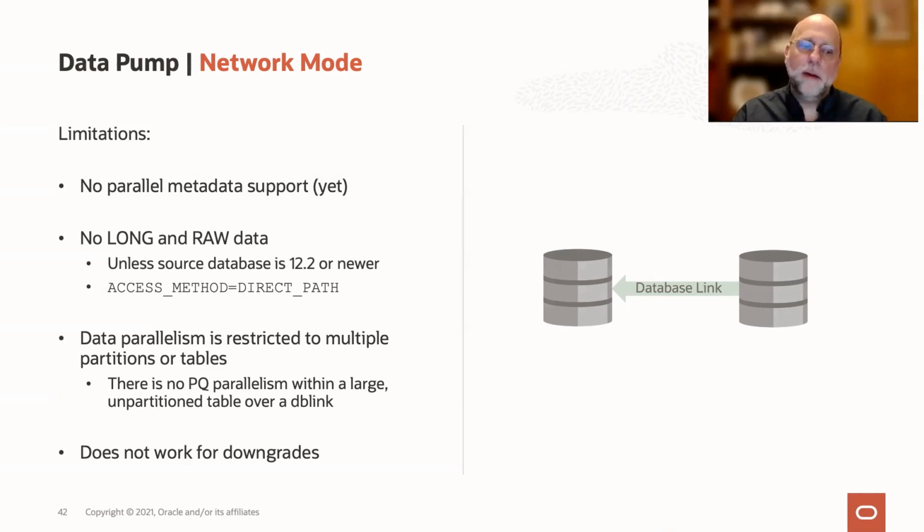The other thing is that importing over a DB link is not something you can really do for a downgrade. You couldn't log into an 11.2.0.4 database, create the DB link to 19, and pull the data over that way. You would have to use dump files.